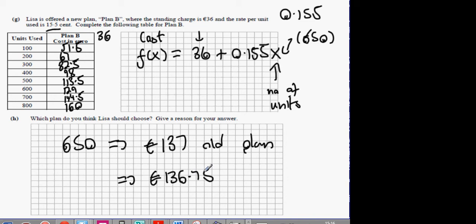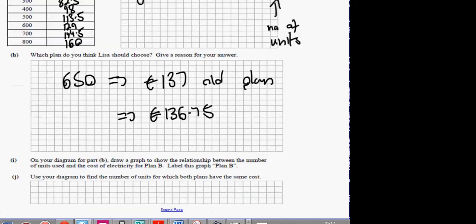So it's cheaper, but not that much cheaper, is it? So look, we would say Lisa would use the new plan because it's cheaper for her. Is that alright? Now, there's also an argument to be made that it's more expensive at the start. So it depends if you use a lot of units or not. They love asking questions like these in mocks, and they love asking them in junior certs. Alright? Good.